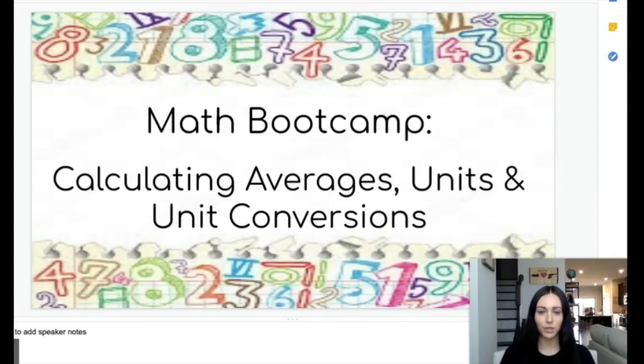As you've started working through Unit 0, you've begun learning a lot of skills and practices that are necessary to be successful in science. Many of the skills that you need to be most successful in science are actually math skills. Today, and in the next lessons, we are going to be working through our mini math bootcamp, where we are going to be learning and practicing several of those math skills that you will need throughout the year in science. Today, we're going to start by looking at calculating averages.